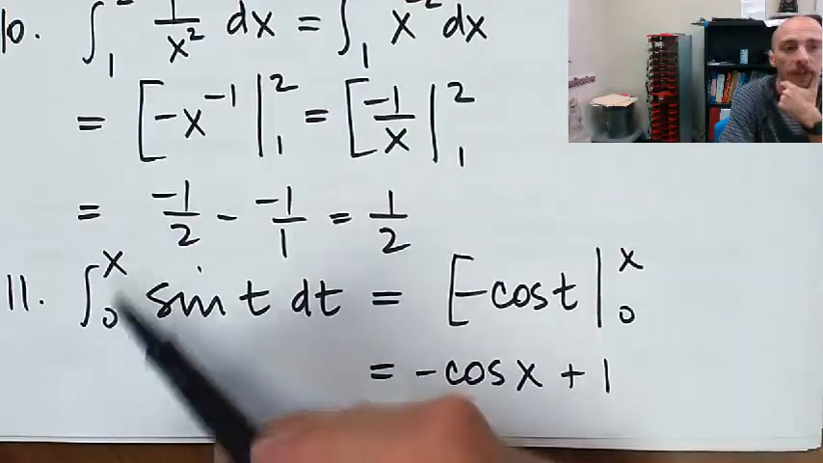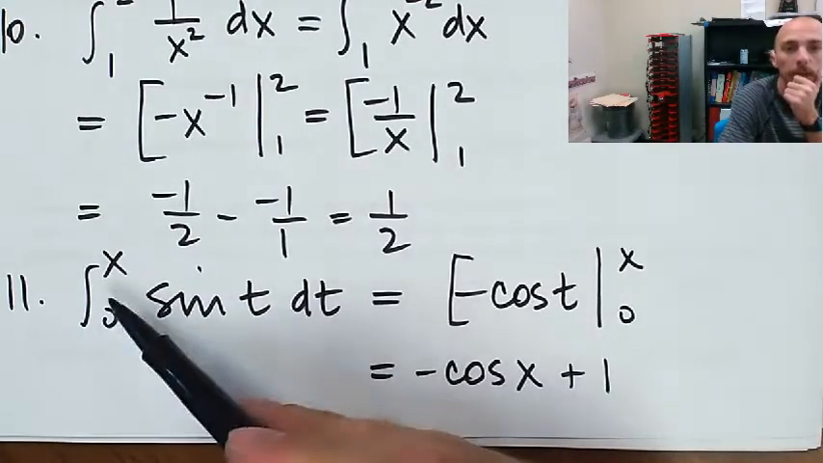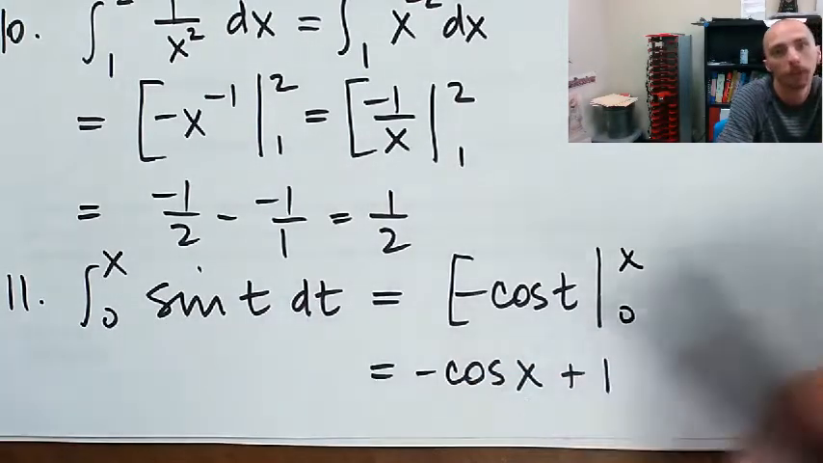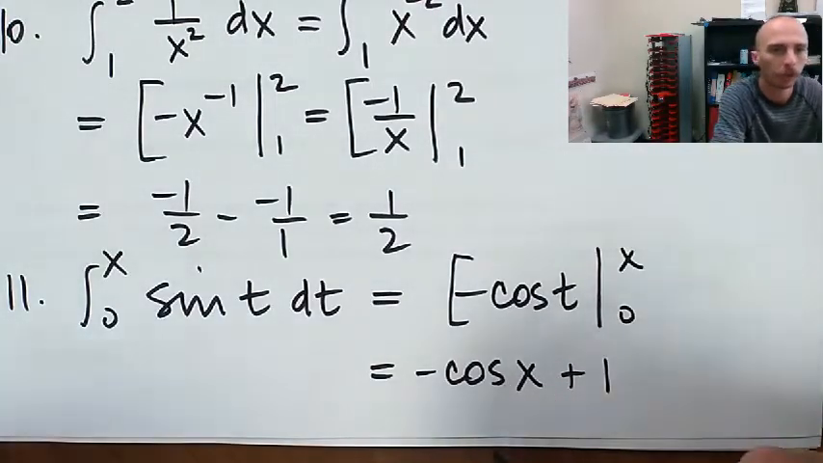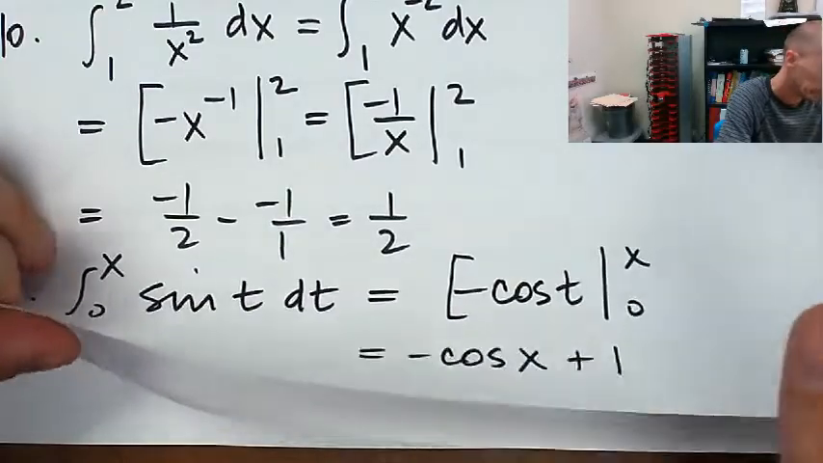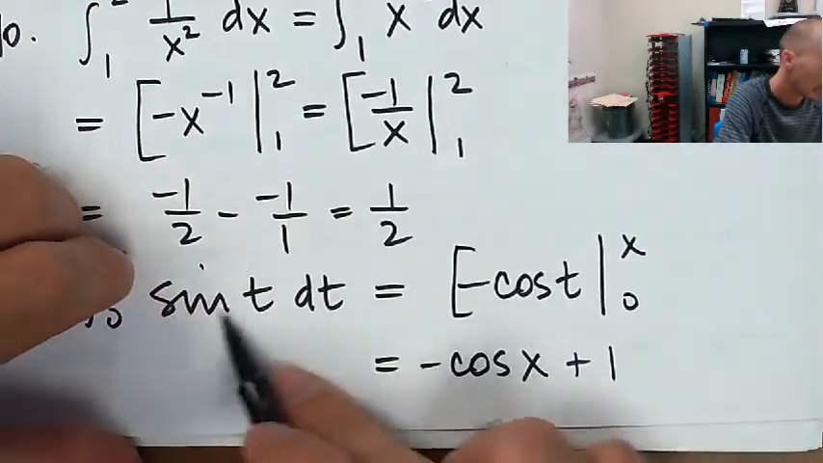What you'll find is that this is one of many antiderivatives for sine of t, specifically negative cosine of x plus 1. Oh, yeah, sure. This is an antiderivative for sine of x. We'll talk more about that later, with the dummy variable and all that stuff. Okay. I'm going to do one more of these, then I'm going to take a break and eat my lunch.